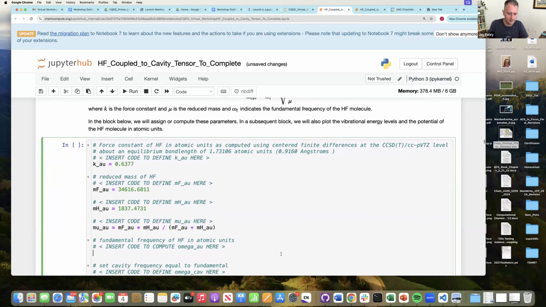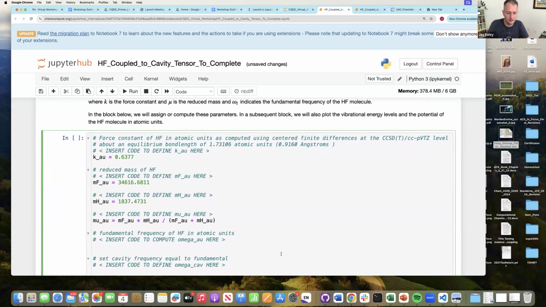And then finally, I need to compute the fundamental frequency of HF here. So omega underscore AU is equal. Here I'm going to use the relationship that we've discussed a few times at this point, hopefully well known to everybody, that the fundamental frequency is equal to the force constant divided by the reduced mass.